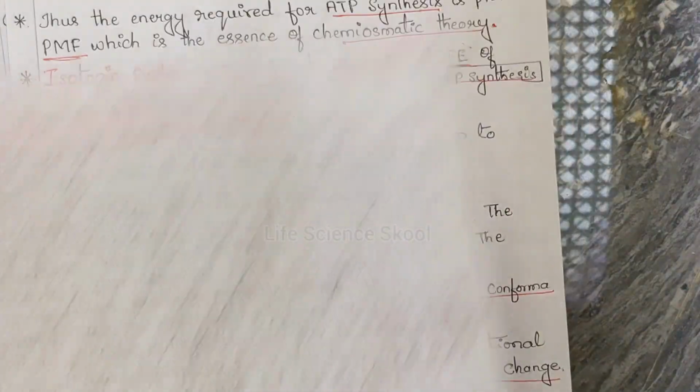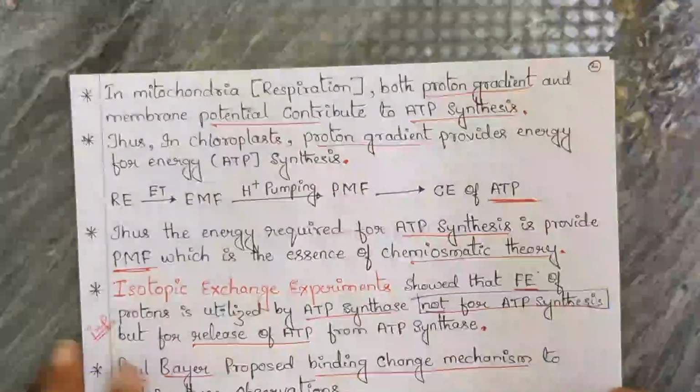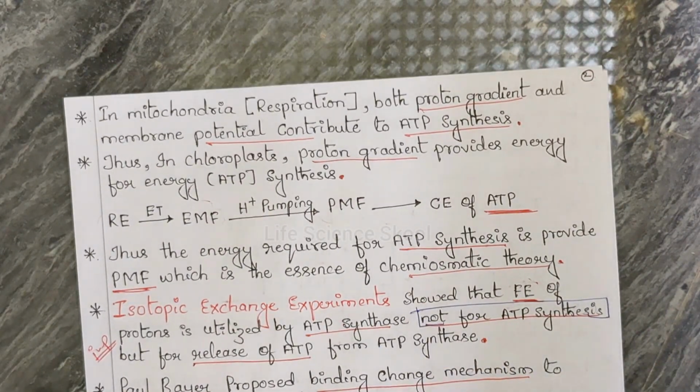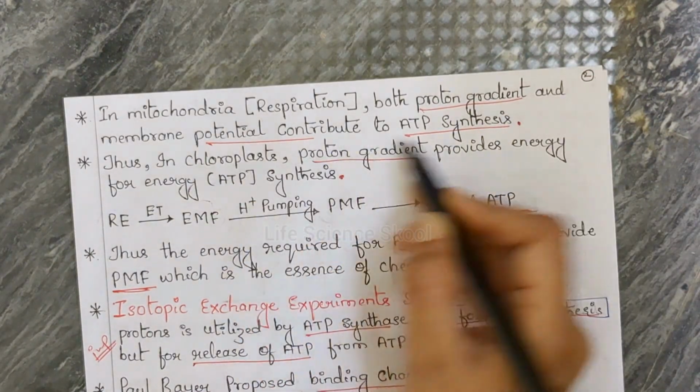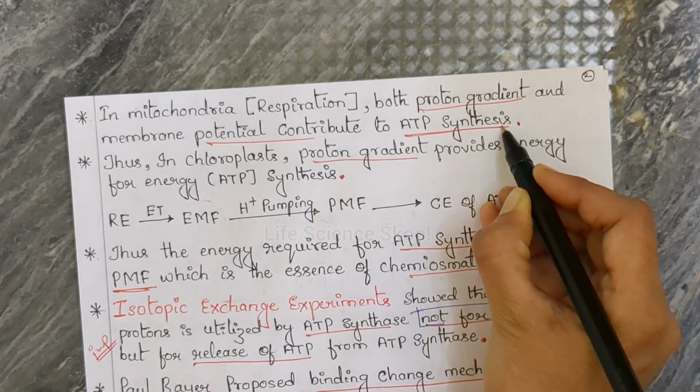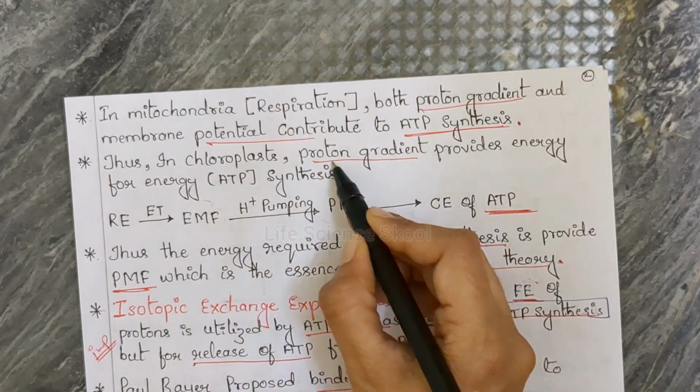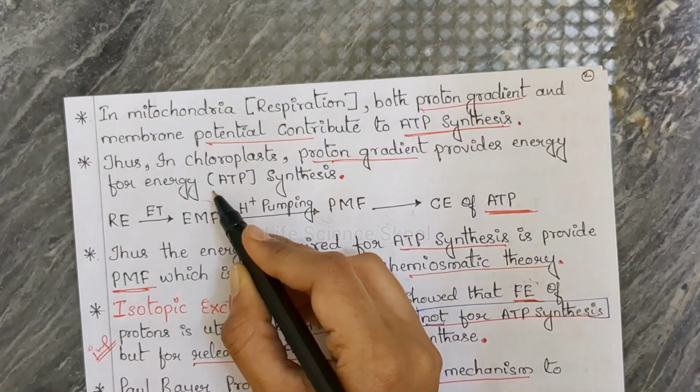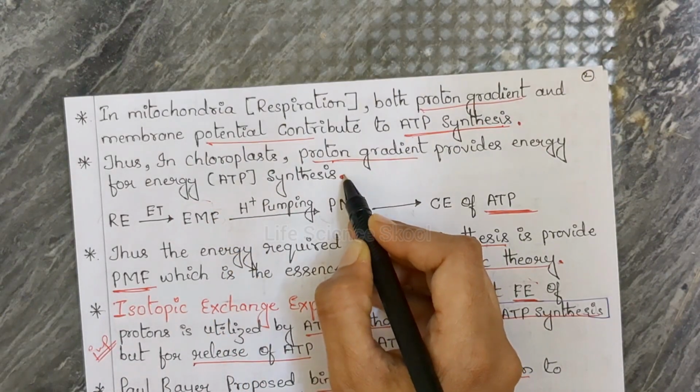But that is not the case in mitochondria. Let us see what happens in mitochondria. In mitochondria, I mean during respiration, both proton gradient and membrane potential contribute to ATP synthesis. Thus in chloroplast, the proton gradient provides energy for the synthesis of ATP.